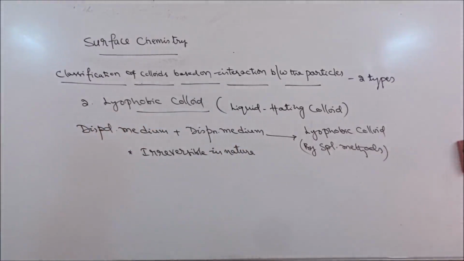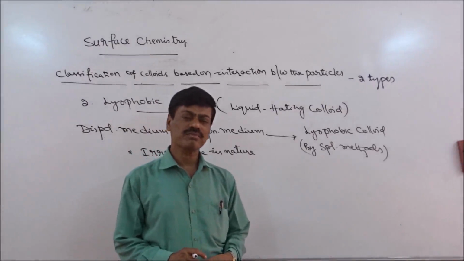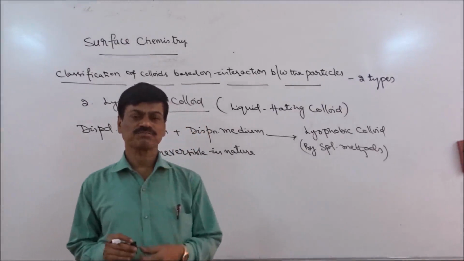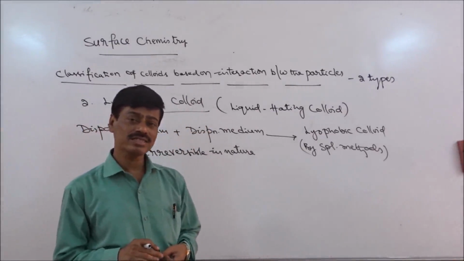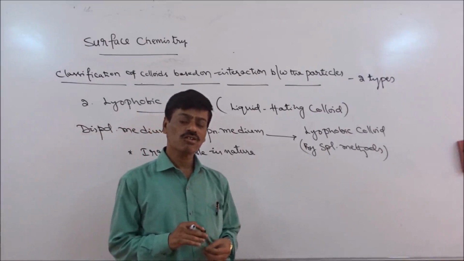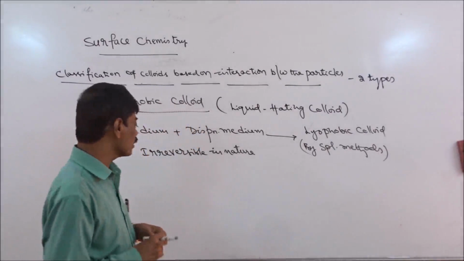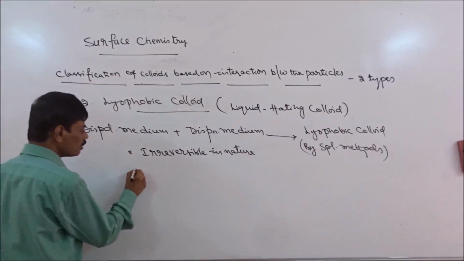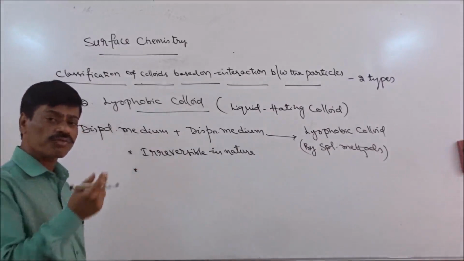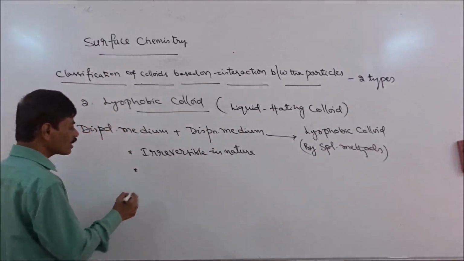Means the two phases of lyophobic colloid can be separated by adding electrolyte. Once they are separated, again it is not that easy to make lyophobic colloid by adding dispersion medium. In that way it is irreversible. And unlike lyophilic colloid, lyophobic colloids are unstable.